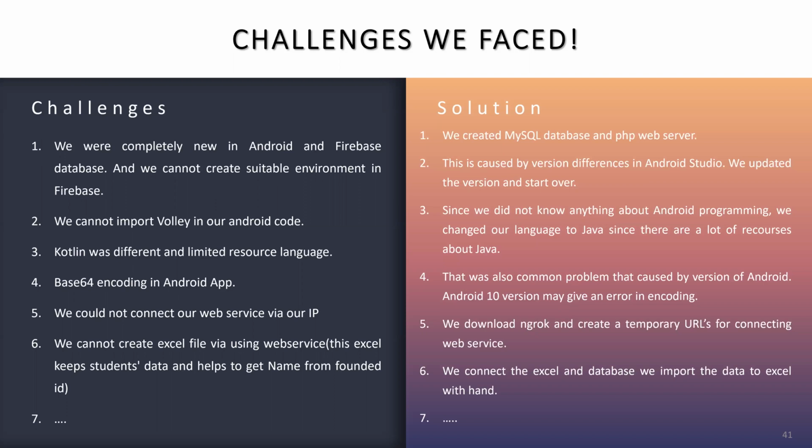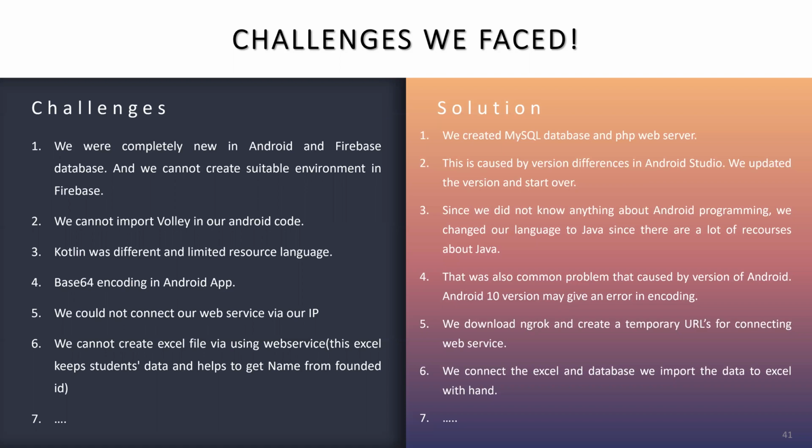We had a problem with the Android Studio version, and we updated the version and started the project over again. We were beginners in Android programming, and we changed our language from Kotlin to Java and were more successful with Java. Android 10 was giving an error about the encoding, and we worked on that and solved it. And we downloaded ngrok and created a temporary URL for connecting the web services. And we connected the Excel file and the database. We imported the data to Excel by hand. This is our solution for our project.